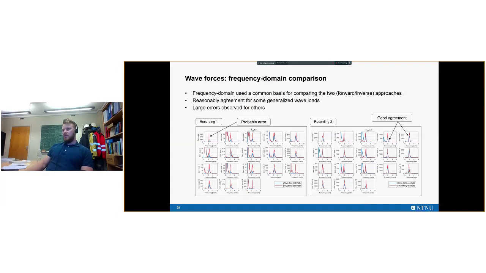So if we use the frequency domain as a common basis of comparison for the force estimates from the two approaches, we see that for some of the forces, we have a quite good agreement between the two estimates. But we also have observed some quite large errors for others. So this brings us to a conclusion that this inverse estimation still has some problems in the accuracy of the estimation.